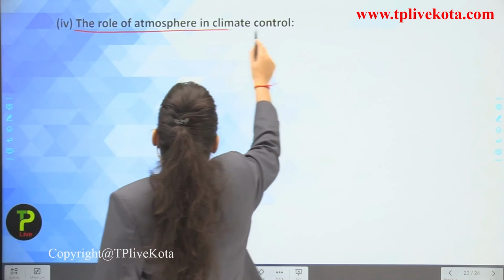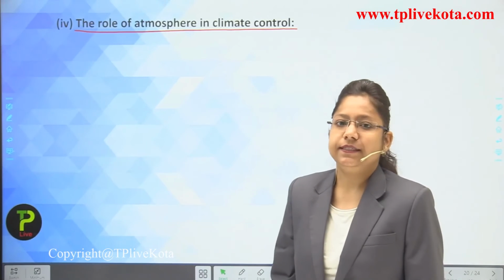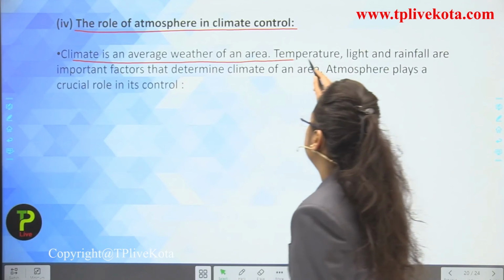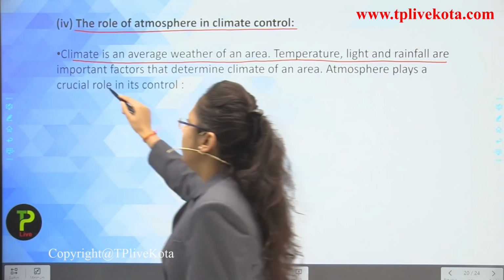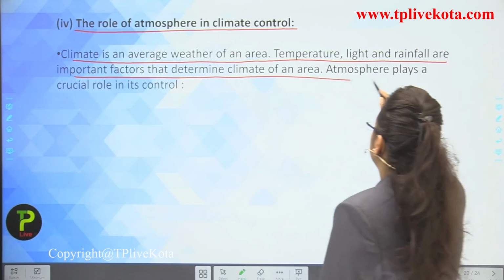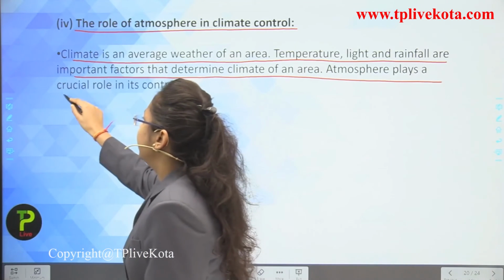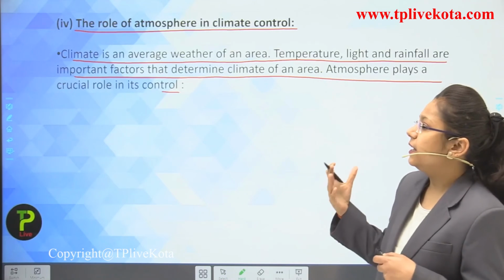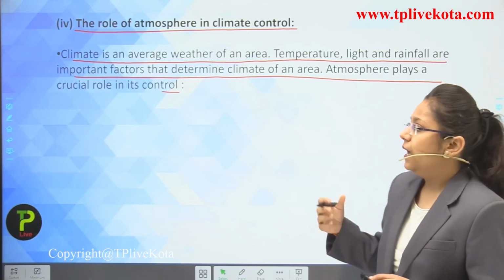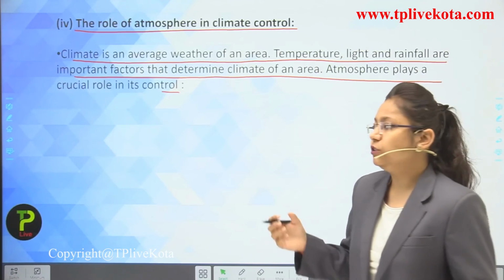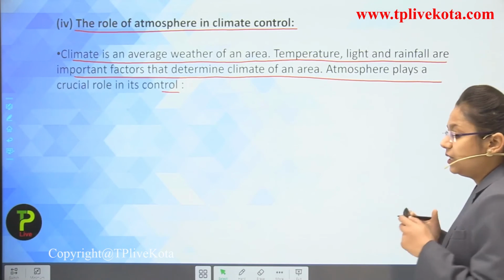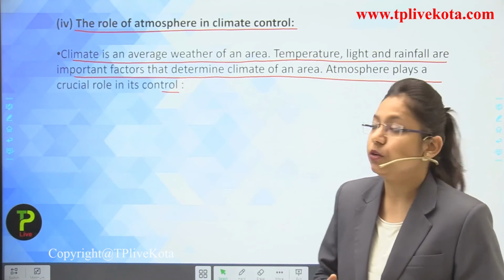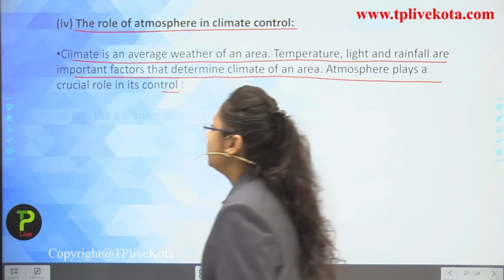Now, the role of the atmosphere in climate control. So let us see the role of the atmosphere in climate control, students. The climate is the average weather of an area. Temperature, light and rainfall are important factors that determine the climate of an area. The atmosphere plays a crucial role in its control. So actually we can say that climate is the average weather of an area, and we can control the weather. How? Actually, there are some factors which determine the climate of a particular area. So the atmosphere plays a crucial role in its control.